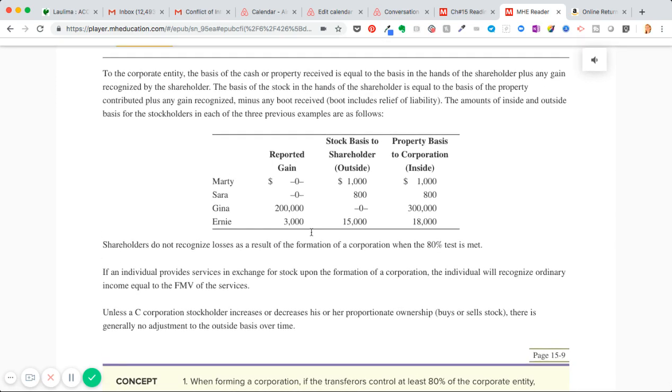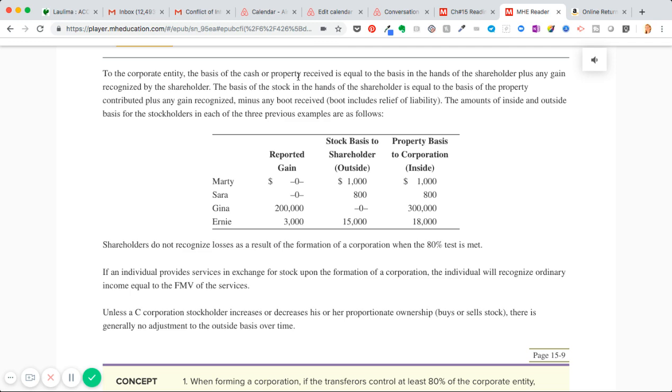So let's continue down here. So the corporate entity, the basis to the corporate entity. Remember, there's the owner side and then the corporate or the business's basis. So to the corporate entity, the basis of the cash or property received is equal to the basis in the hands of the shareholder plus any gain recognized by the shareholder.